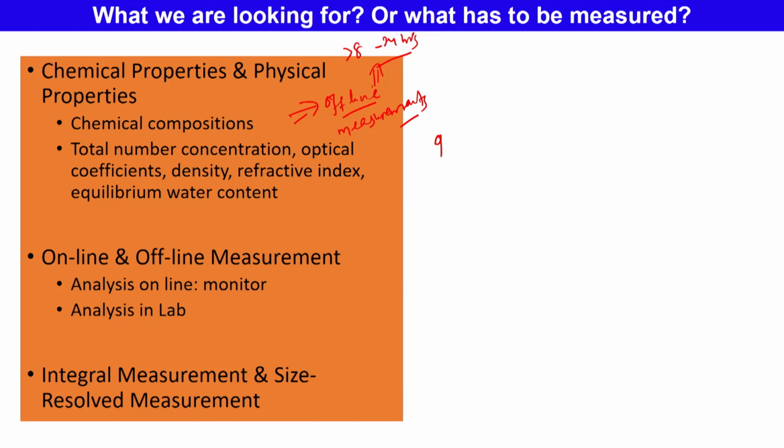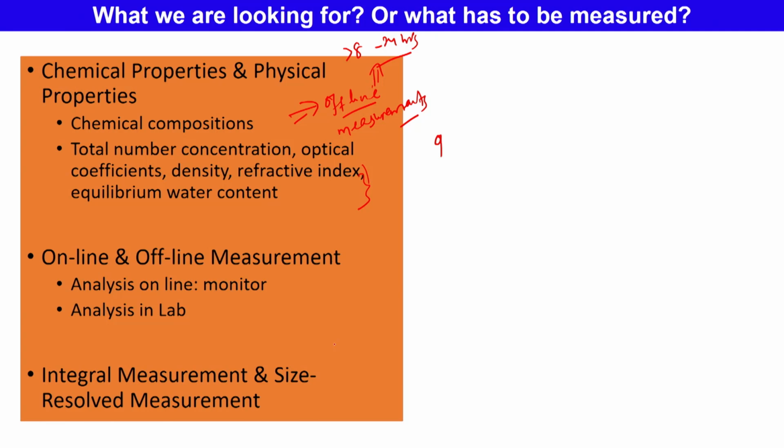Then for example, I talked about mass concentration. If you want to measure number concentration, your instrumentation will be entirely different. If you want to measure optical properties or optical coefficients, or some physical properties like density, refractive index, water content, then these things will be different. So your idea and all your sampling depends on what the objective is. Based on the objective, you will decide your sampling.